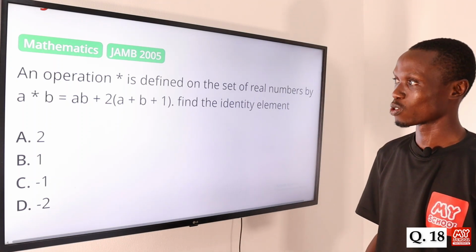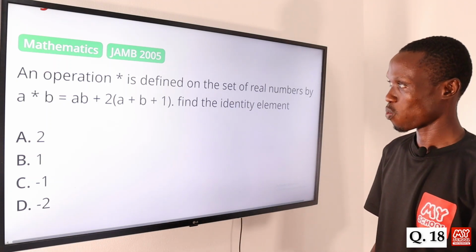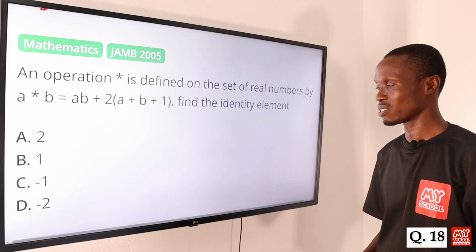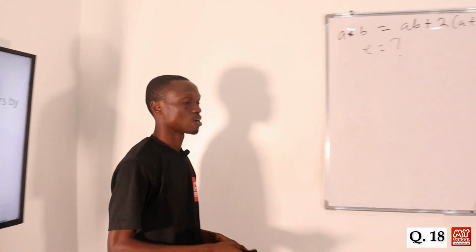Question 18. An operation star is defined on the set of real numbers by a star b equals ab plus 2 bracket open a plus b plus 1 bracket close. Find the identity element. So let's move over to the board to provide the answer to this question.